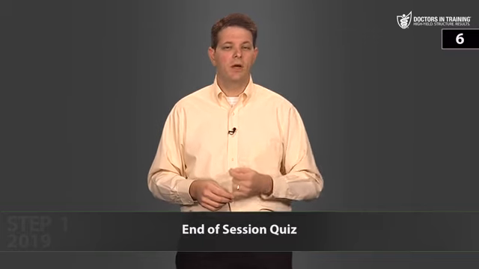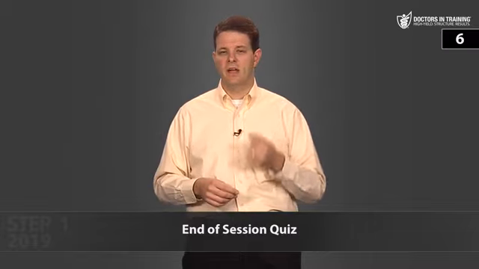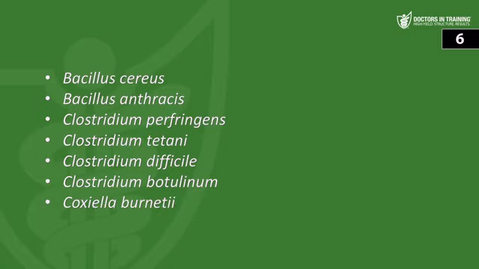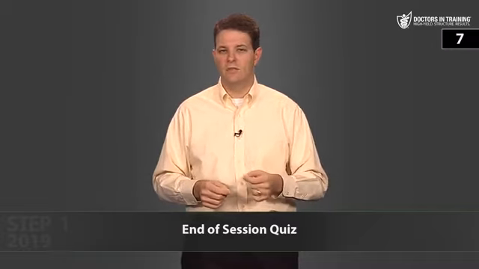Next, which bacteria are spore formers? So the spore-forming bacteria we went over were Bacillus and Clostridium species. So that includes Bacillus cereus, Bacillus anthracis, Clostridium perfringens, Clostridium tetani, Clostridium difficile, Clostridium botulinum, and then you should also remember Coxiella burnetii. And the last question, which medications are commonly used to treat C. diff colitis? So metronidazole or oral vancomycin are first line, and then fidaxomicin is another option for recurrent C. diff colitis.